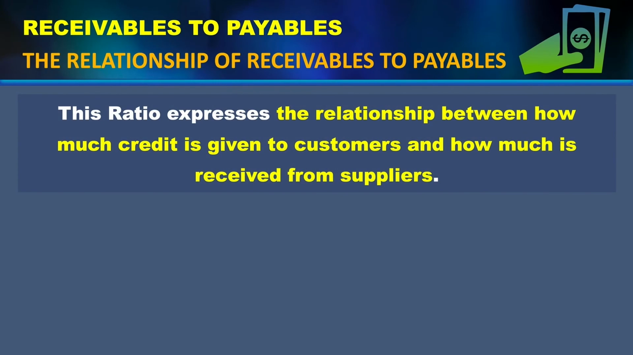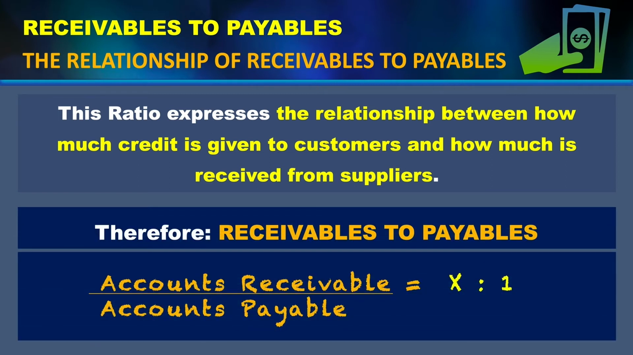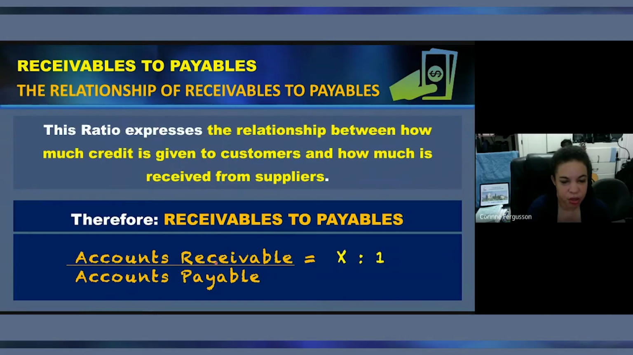So this ratio expresses the relationship between how much credit is given to customers and how much is received from suppliers. So basically the ratio is in the name. Receivables to payables, so it's just accounts receivable over accounts payable. And whatever answer you get, you just add colon 1. So once again, receivables to payables, you just find your accounts receivable over your accounts payable, and the answer you get, add colon 1.